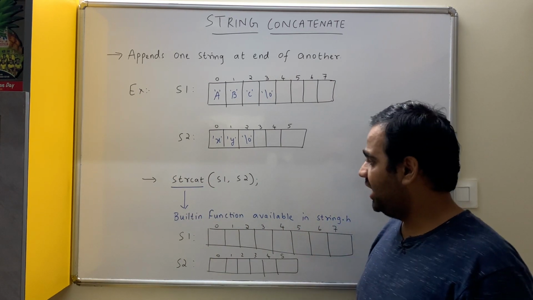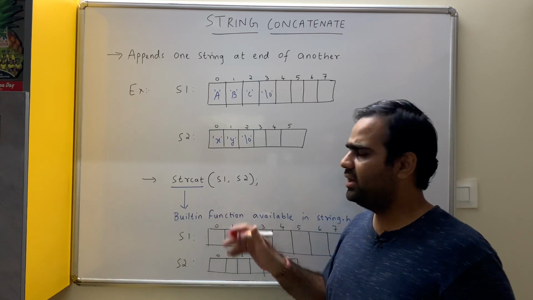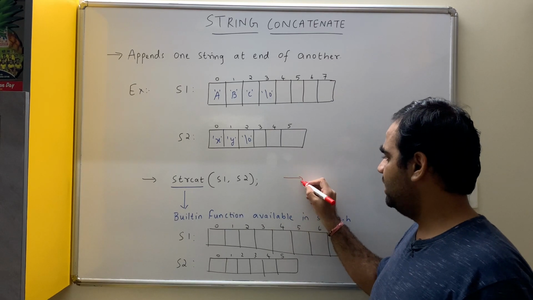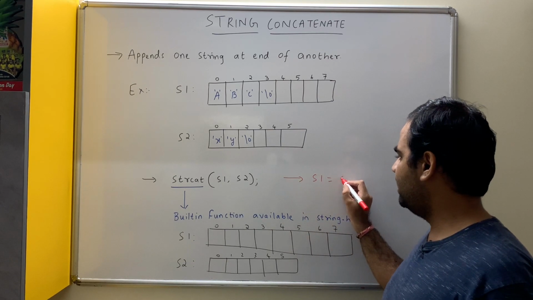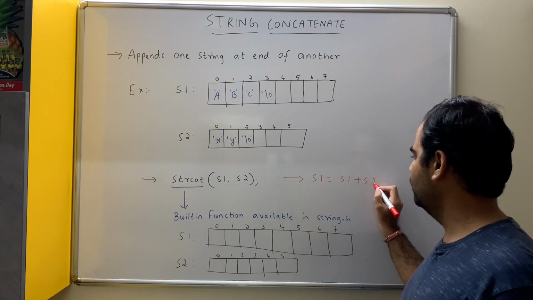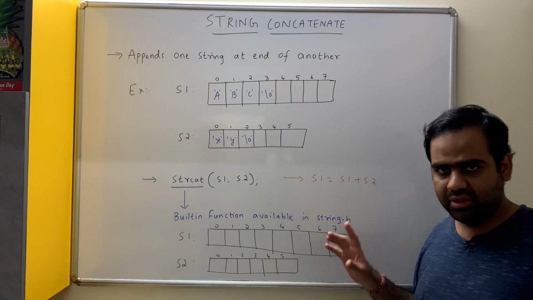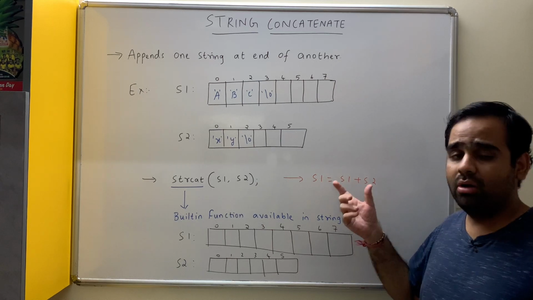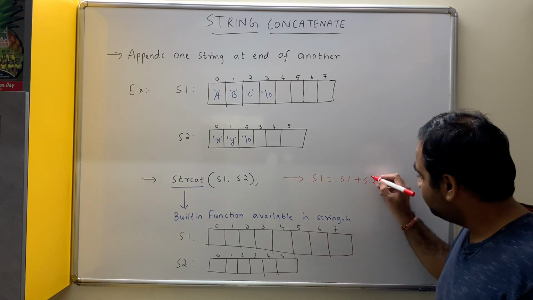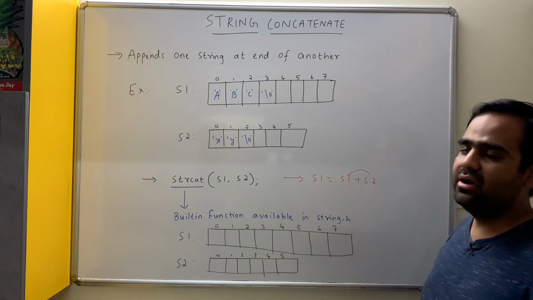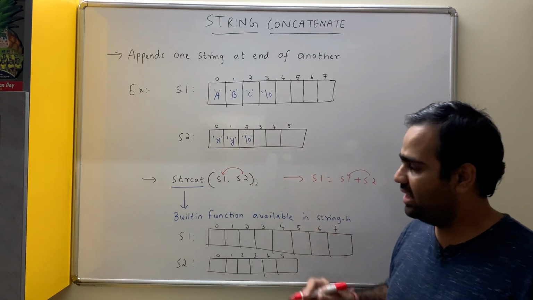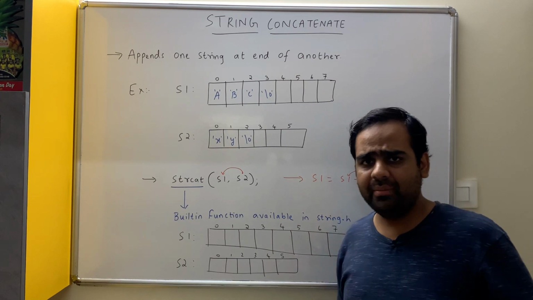Now if I write strcat(s1, s2), it mathematically or logically means s1 is equal to s1 plus s2. Now you cannot add two strings in C. This cannot be done in C programming language, but this is what it logically means. It means s2 is added at the end of s1. The second parameter is added at the end of the first parameter.